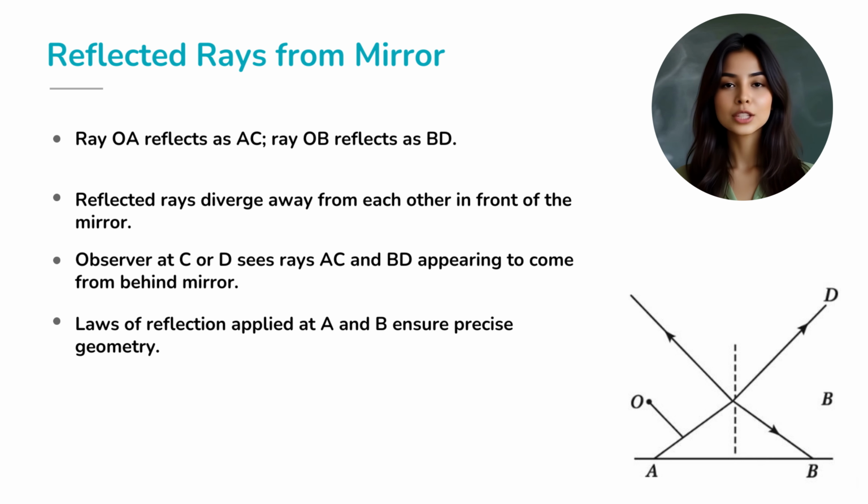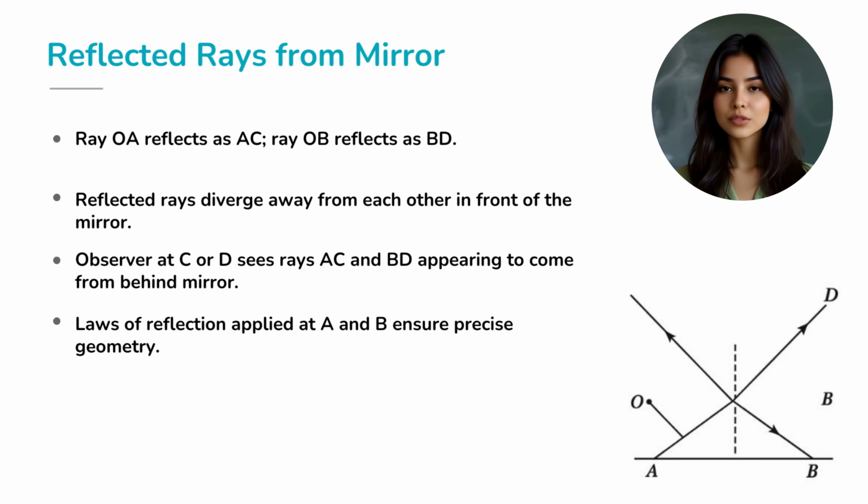Now watch the reflection magic. The ray OA reflects as AC and OB reflects as BD. They spread apart, diverging in front of the mirror. If you're standing at point C or D, your eyes catch those rays. And here's the physics twist. At each reflection point, the law holds tight: angle I equals angle R, no exceptions, no holidays, no cheating. That's why mirrors are such reliable storytellers of geometry.